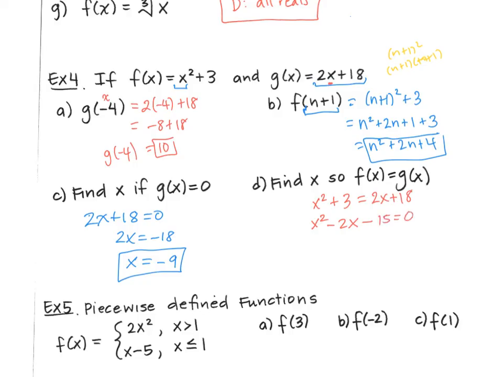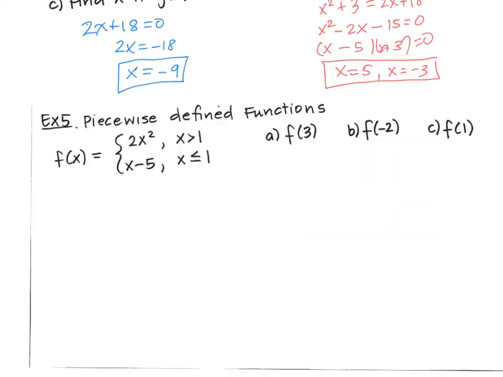Let's see. I'm going to try to factor this. This will factor: x minus 5 times x plus 3. So x is 5 and x is -3. And it said find x when f of x equals g of x, so my x's are 5 and -3.